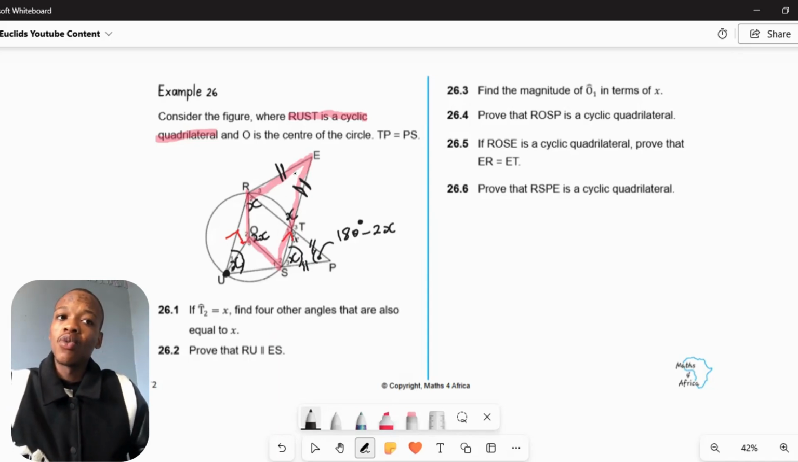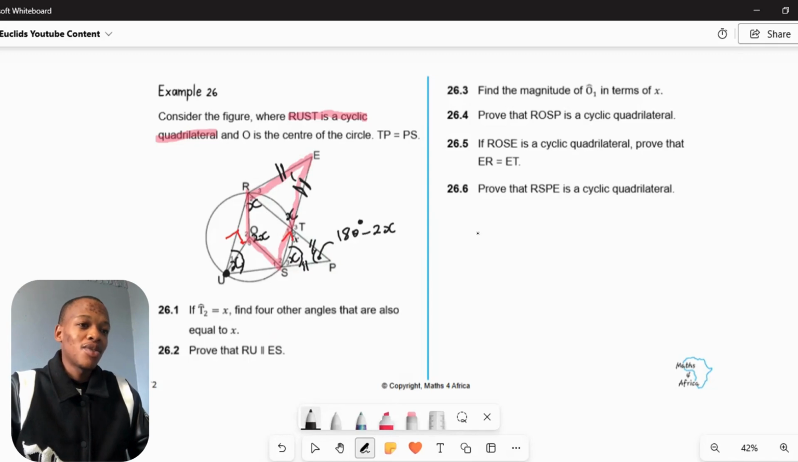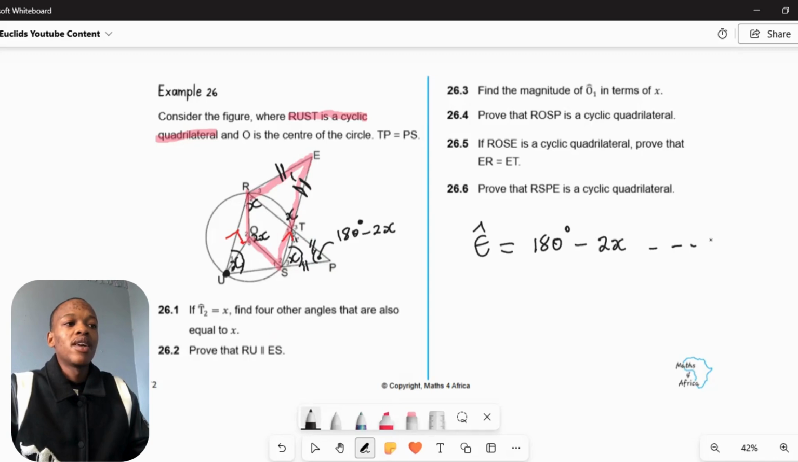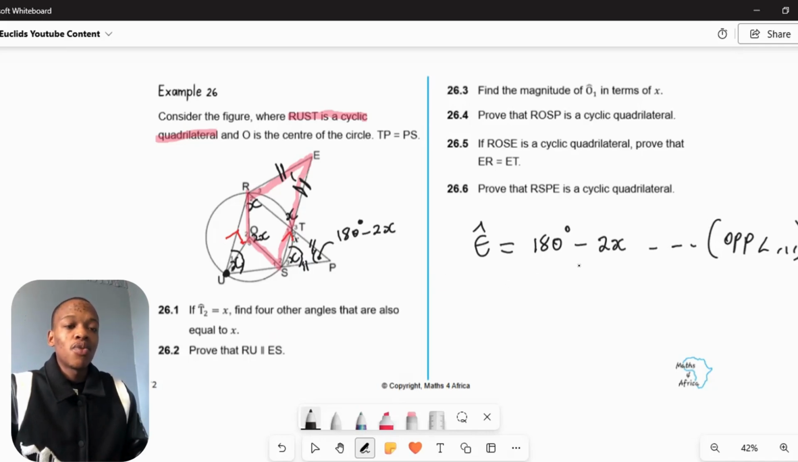Okay, now what can I do with angle E? Oh, angle E can be equivalent to 180 minus 2x. Remember, opposite angles. Now let's go. Angle E is equal to 180 degrees minus 2x. Why? It's opposite angles of a cyclic quad. I don't even have to finish that one. Right, so which means now angle E is 180 minus 2x.